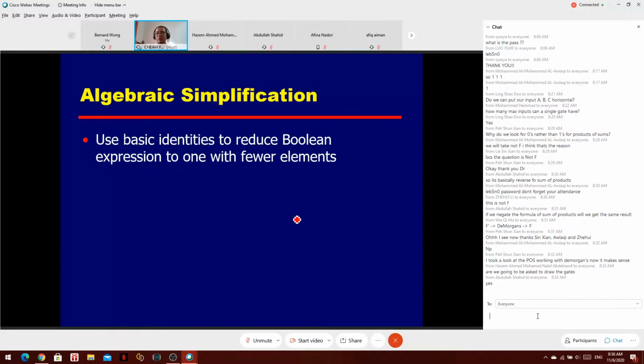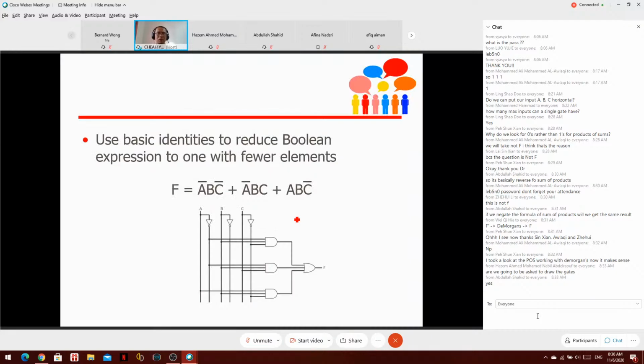Basically we use the Boolean identities to reduce the number of elements, or the number of variables, and do some form of shortening. So that is algebraic simplification. Let's look at an example. Use the basic identities to reduce the Boolean expression to one with fewer elements. F equals not A, B, not C, and so on. When you implement this function, the circuit will look like the diagram at the bottom.